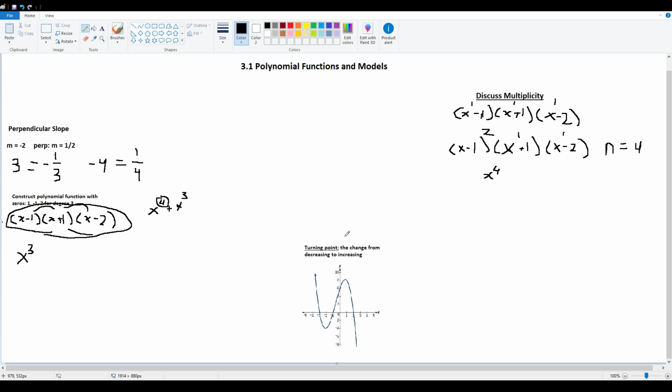Now for turning points, it's pretty easy. It is the change from decreasing to increasing, or more easily, n minus 1, which is the degree minus 1. So again, say we rewrite our original function one final time. Here's our original function, and it has the degree of 3. So since the number of turning points is n, or degree, minus 1, that means this function has 2 turning points.